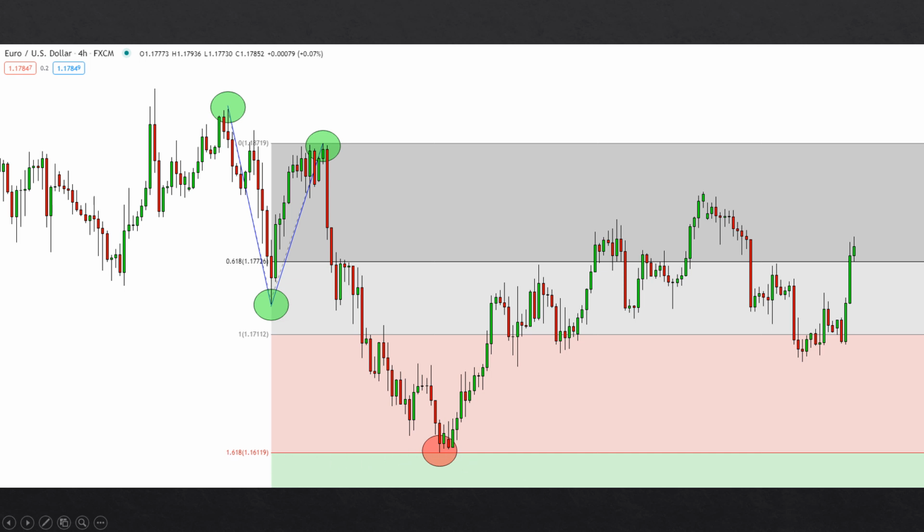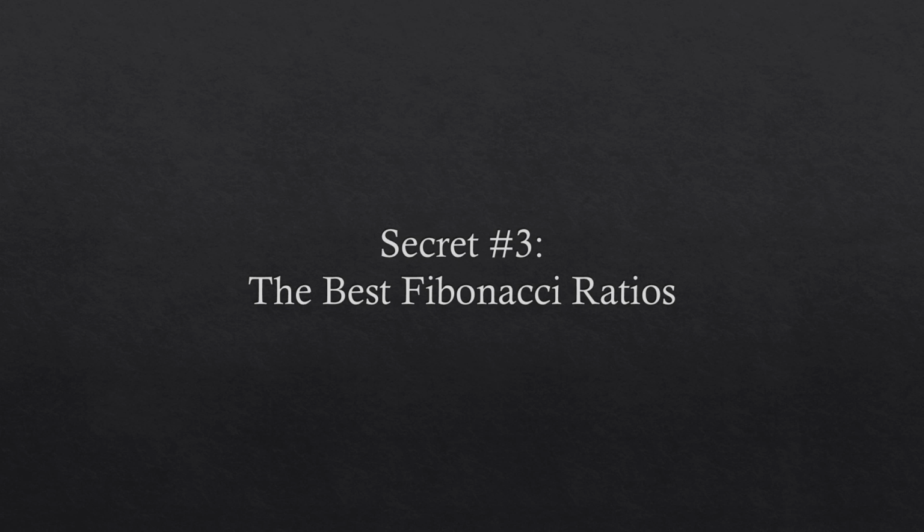This sort of thing happens too frequently in price charts to be considered a coincidence, but we still need to remember there is no scientific theory that supports this idea. This is merely anecdotal evidence collected by traders over time. Secret number 3. The best Fibonacci ratios.